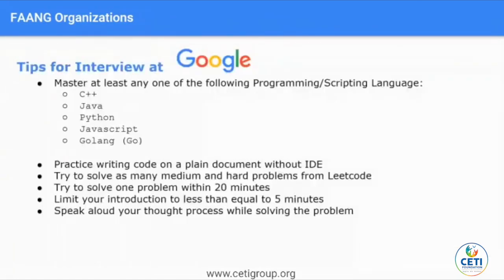Now, the interview process of Google is the last thing I'll talk about. The first step, after getting an interview call and before preparing for the interview, is to master at least one of the following programming or scripting languages, because Google will give you a choice. It will not even look at your CV regarding which programming language you are good at. You are free to choose. You can choose C++, Java, Python, JavaScript, or Golang. Practice writing code on a plain document without an IDE. They will not allow you to write on Eclipse or anything, and they can check whether your syntax is correct or not.